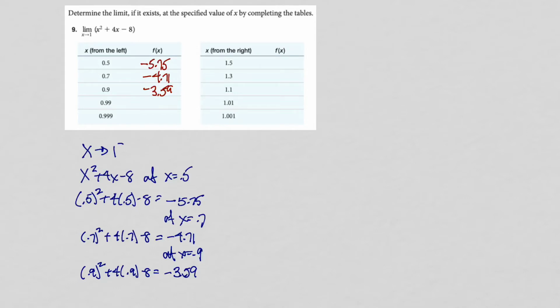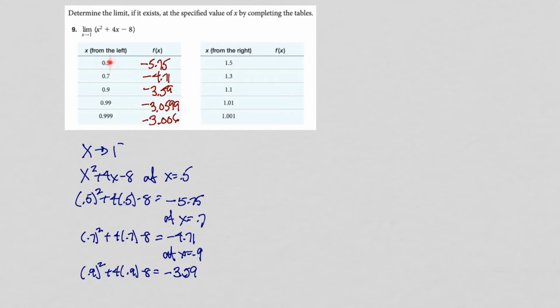Now, I think you can see how I'm computing these, so I'm not going to do all that down here. I'm just going to tell you what I get. When I put in 0.99, I got negative 3.0599. And at 0.999, I got negative 3.006.